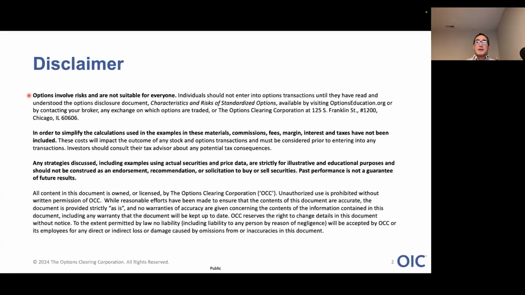So speaking of the risks and the benefits of exchange-listed options, we always have to mention our disclaimer. Options are rather complex vehicles and need to be properly understood before trading in a live account. So anyone who's considering options should thoroughly read and understand the characteristics and risks of standardized options, which you can obtain by visiting us at optionseducation.org to download a free digital copy. Or if you prefer a physical copy, you can always reach out to your broker or any exchange on which options are traded. In order to simplify the calculations used today, commissions, fees, margin interest, and taxes have not been included. And lastly, any strategies discussed here today are strictly for illustrative and educational purposes.